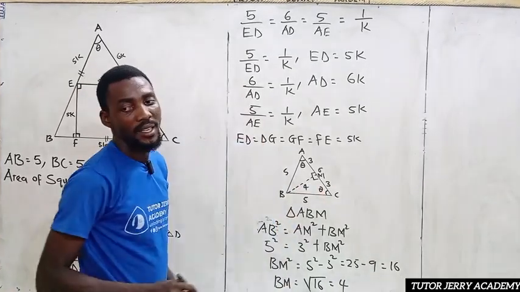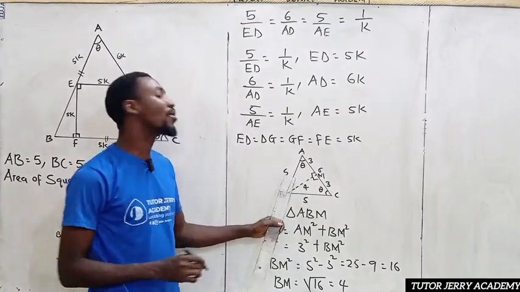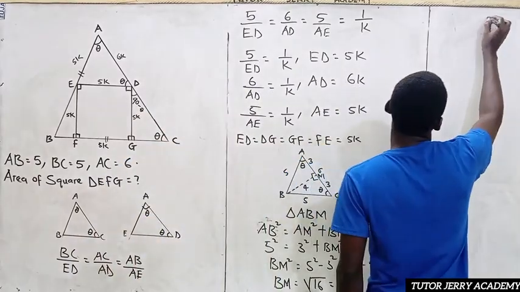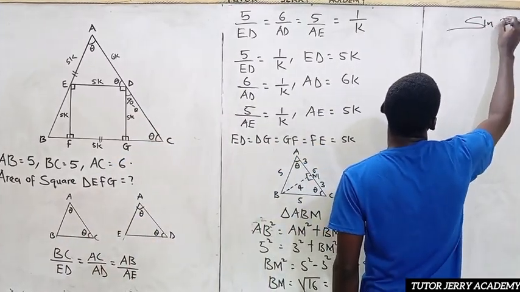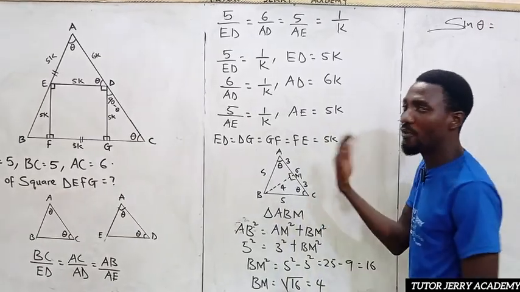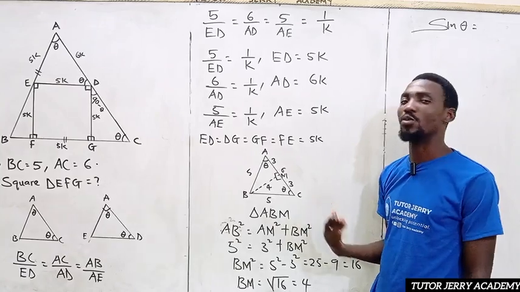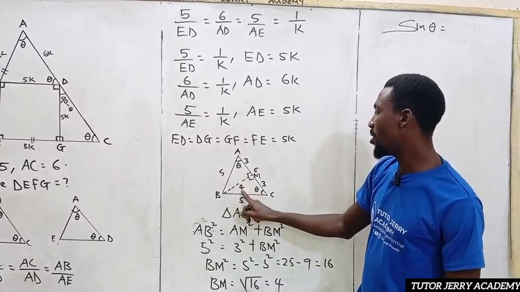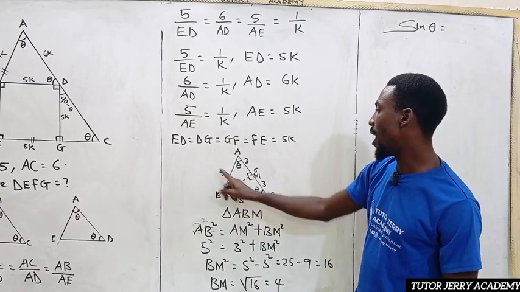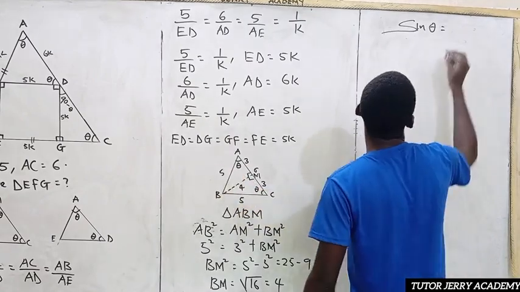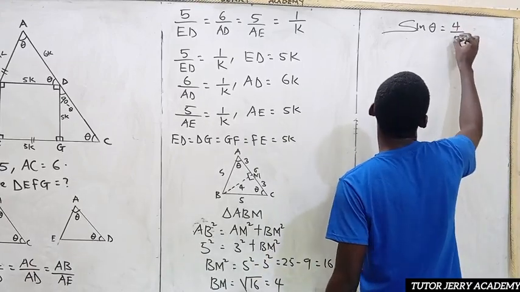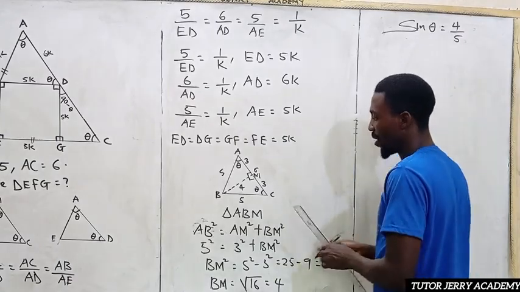Now that my BM is 4, I can decide to find sine theta. From your SOHCAHTOA, we know that sine is opposite over hypotenuse. So sine theta will be equal to opposite over hypotenuse, that is 4 over 5. So we are going to have sine theta from triangle ABM to be 4 over 5.